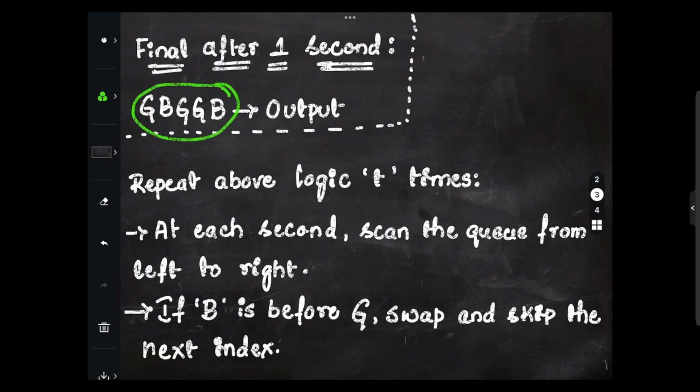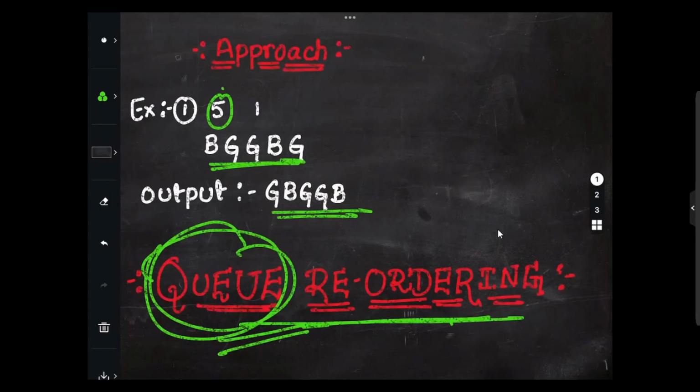So the output that we got here is GB double GB, which is equivalent to the output that they have mentioned for the first example in the question, or the first input in the question, right? So the approach works absolutely correct.